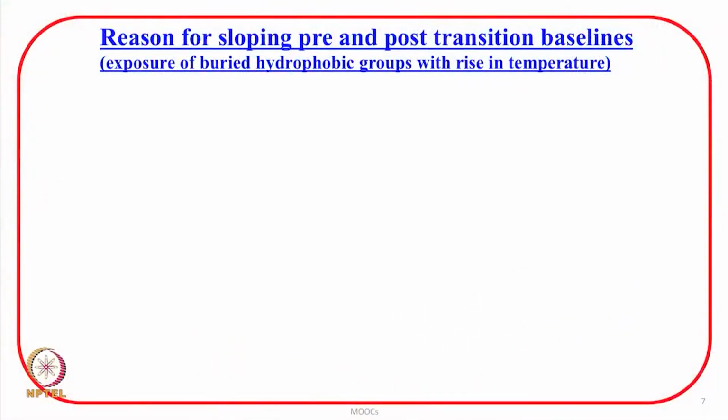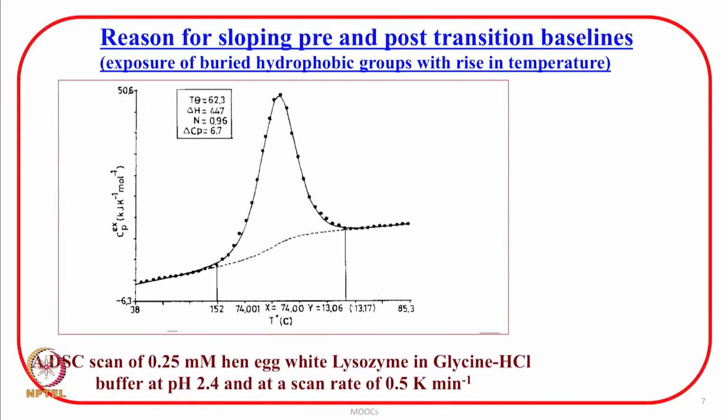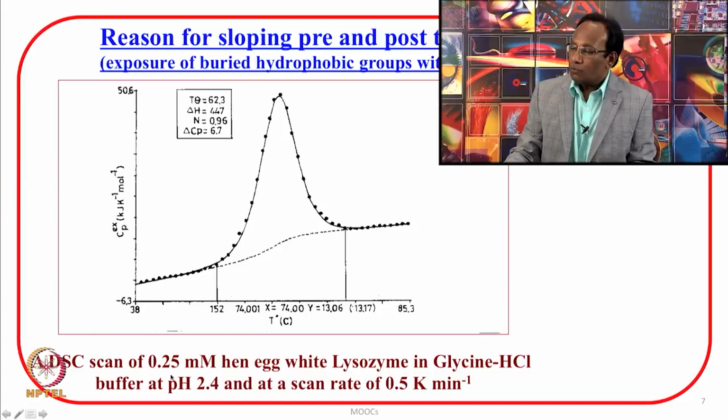So, what is the reason for sloping pre and post transition baselines in differential scanning calorimetric output? Let us take a look at the slide. We have discussed how this differential scanning calorimetric output is generated from the instrument, and this particular example is for 0.25 millimolar hen egg white lysozyme in glycine HCl buffer at pH 2.4 at a scan rate of 0.5 Kelvin per minute.